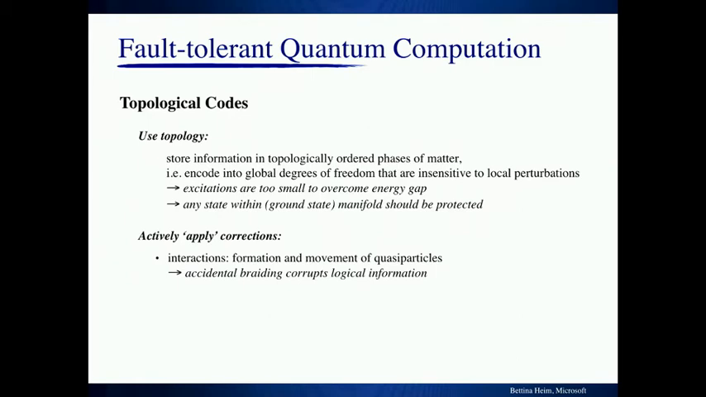So in terms of this topological system, you could imagine excitations as quasi-particles that move around your system, and the task of error correction is to track their movement so that you can determine when accidental braiding has happened, which would change your logical state.